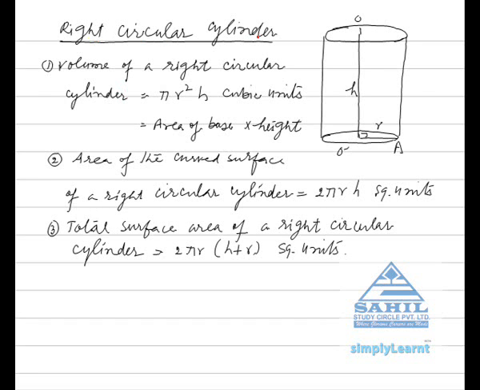Right circular cylinder. Number 1. Volume of a right circular cylinder is pi r squared h cubic units, or it is also equal to area of the base into height, where r and h stand for radius and height of the cylinder respectively. Number 2. Area of the curved surface of a right circular cylinder is equal to 2 pi r h square units. Number 3. Total surface area of a right circular cylinder is 2 pi r into (h plus r) square units.